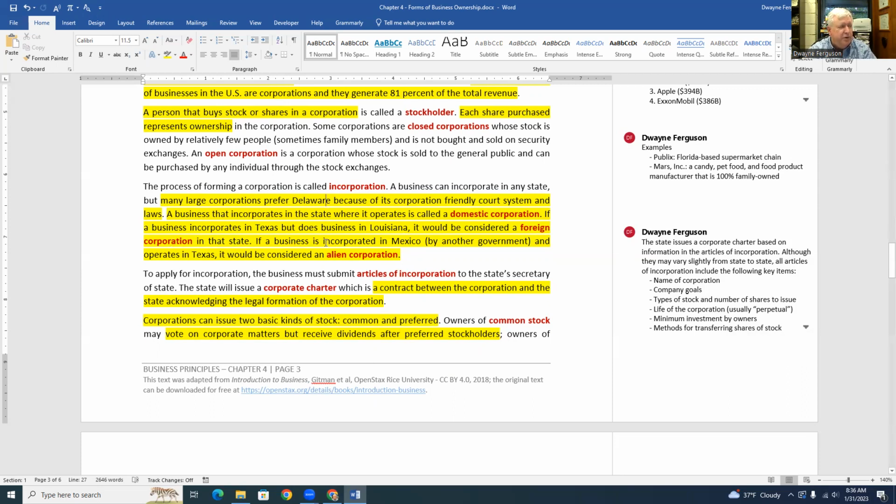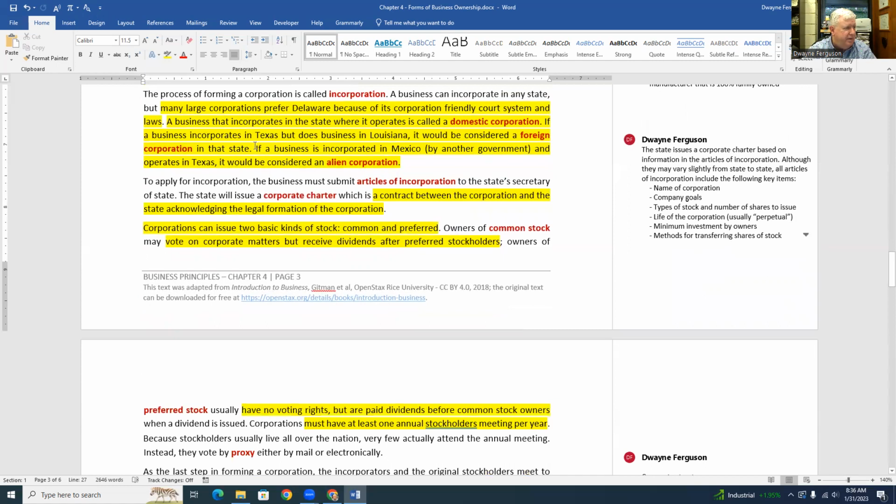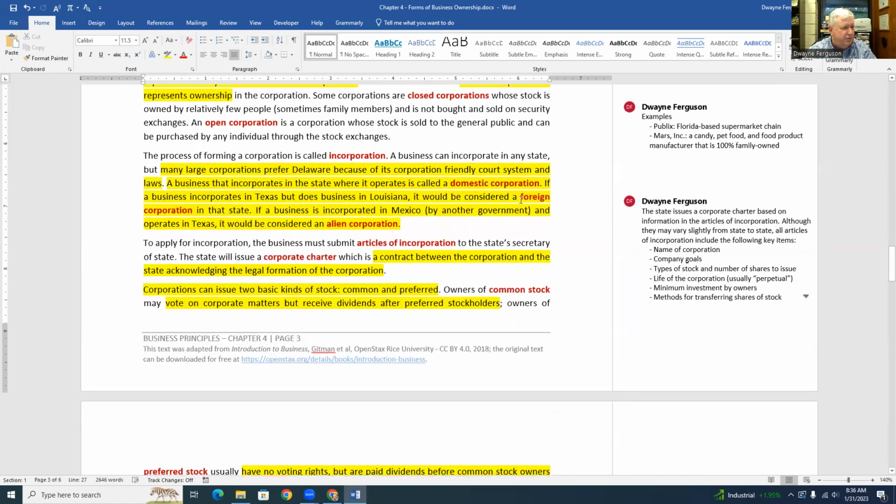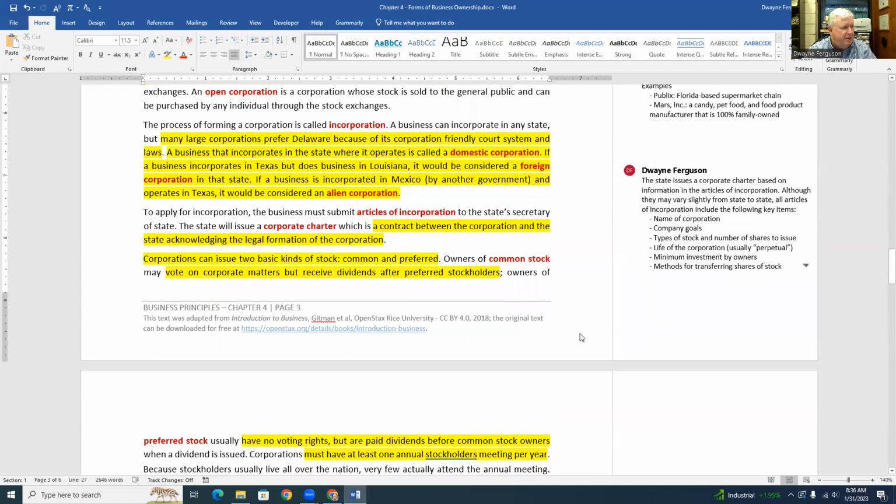What if you incorporated in Texas, but you operated in Mexico? You would be an alien corporation. Or vice versa, if you incorporate in Mexico and operate in Texas. You're just operating in a whole other country. So, domestic versus foreign versus alien. Make sure you put that in your notes. Highlight that in your notes. It'll definitely be on the test.